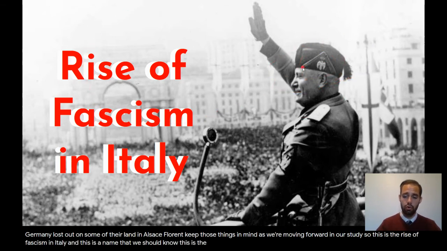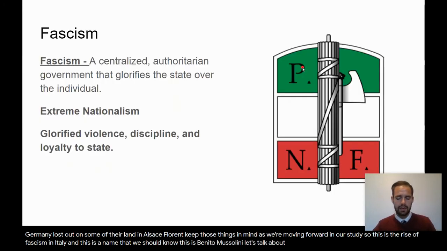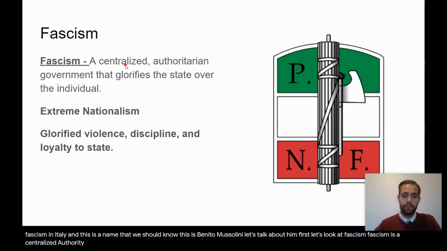This is Benito Mussolini. Let's talk about him. First, let's look at fascism. Fascism is a centralized authoritarian government that glorifies the state over the individual. It's the exact opposite of the United States.